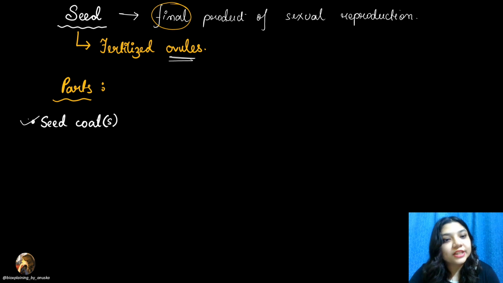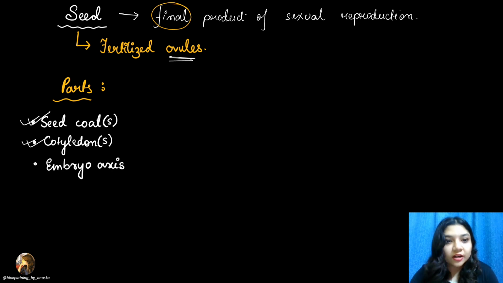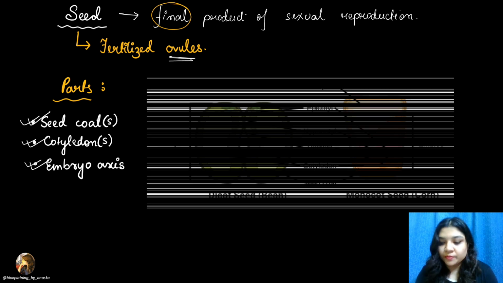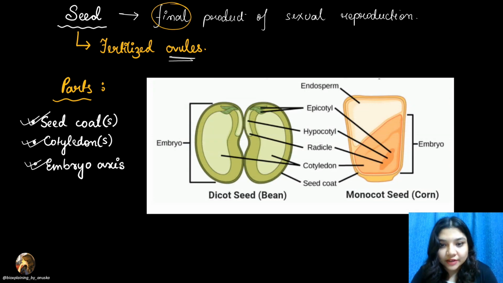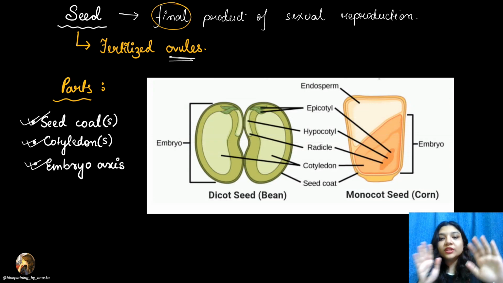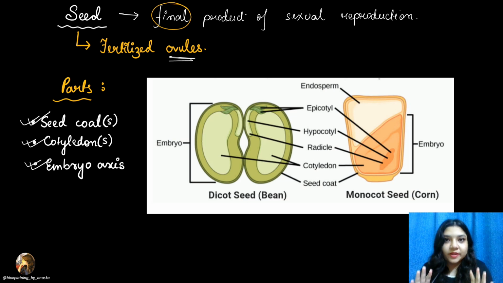One is the seed coat. Second is cotyledons, and third is the embryo axis. So just have a look at this diagram. You'll be able to find that in both the dicot and the monocot, these three parts are more or less present. Okay? Next, let's start discussing the cotyledons.